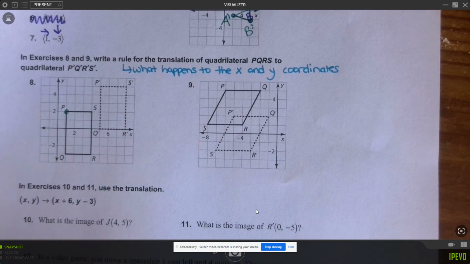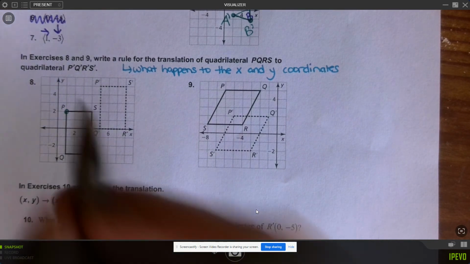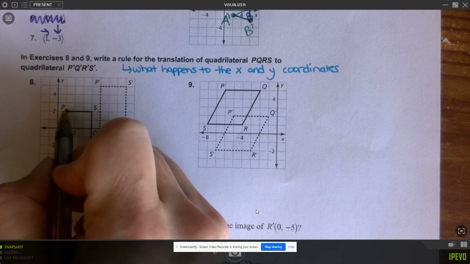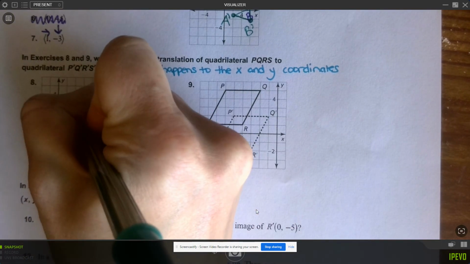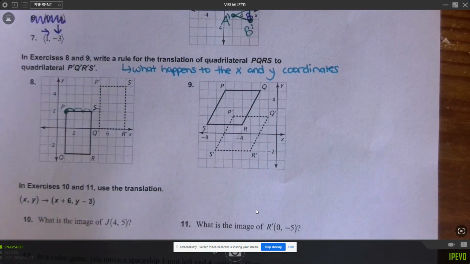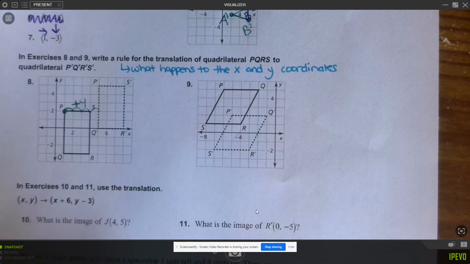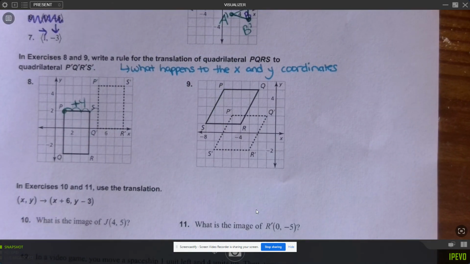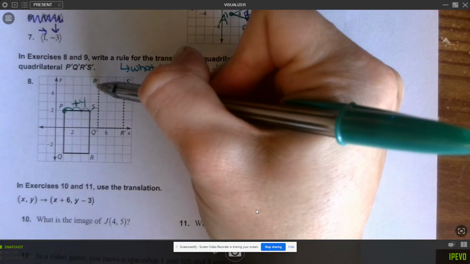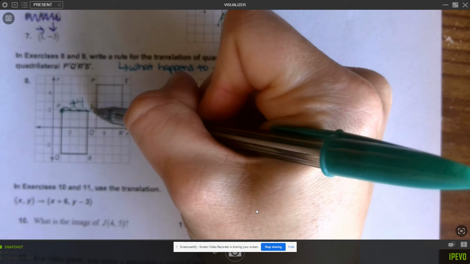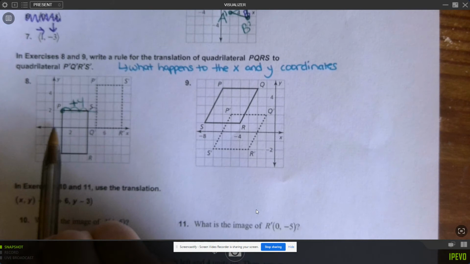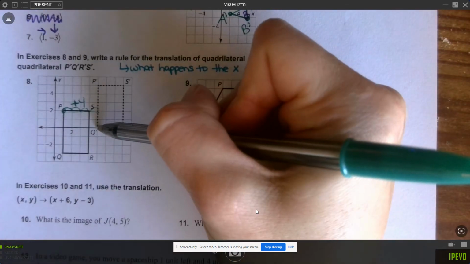I'll do my horizontal component first. Point P was at an x-coordinate of 1. And it moved 1, 2, 3, 4 units to the right. So it has a horizontal component of positive 4. What you'll notice is P prime, when you move it 4 units to the right, you added 4 to an x-coordinate of 1 to get an x-coordinate of 5.